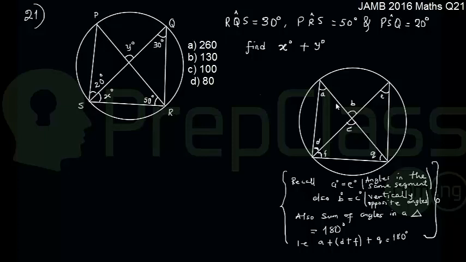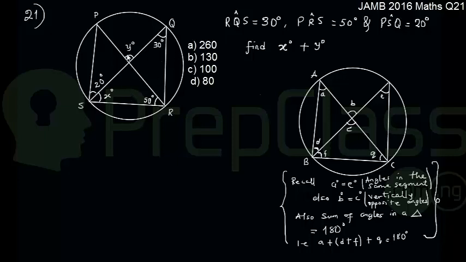I also need to realize that if I have a triangle, let's imagine triangle ABC, a triangle looking like this, the sum of angles in a triangle is equal to 180. So A plus the combination of D and F plus Q will be equal to 180 degrees. That should guide our solution in this particular question.